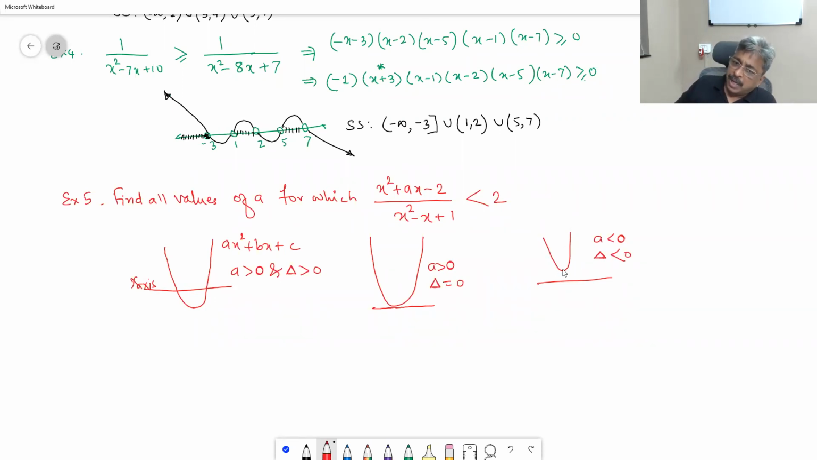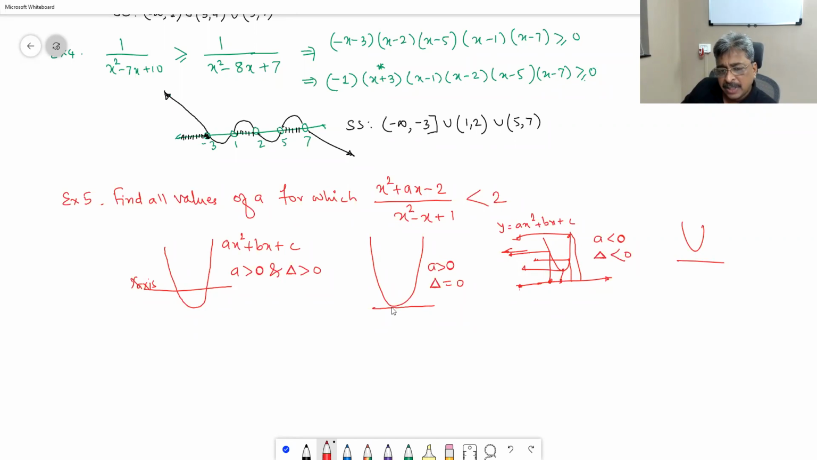Now, if the graph is like this and this is the x-axis, what are we actually trying to say? For any value of x here, what will be the y value? Y is equal to x square plus bx plus c. If I take x equal to this value, will the y value be positive or negative? Positive. If I take this value, positive. If I take this value of x, positive. For every value of x, you have a positive value of y if the graph is totally above the x-axis.